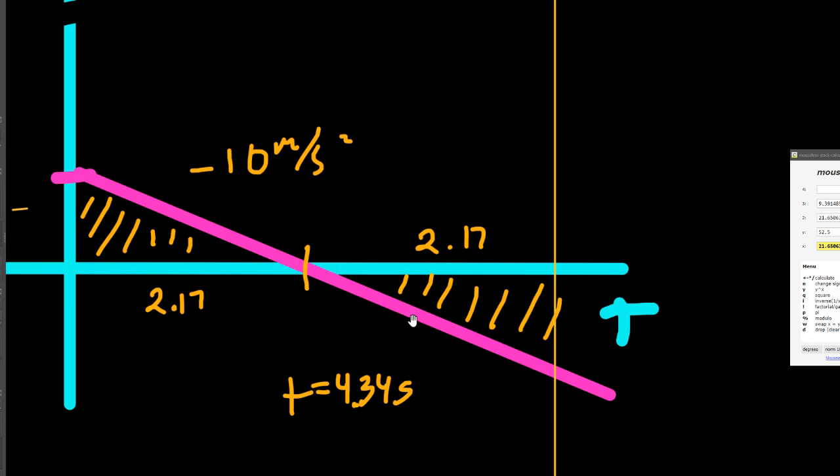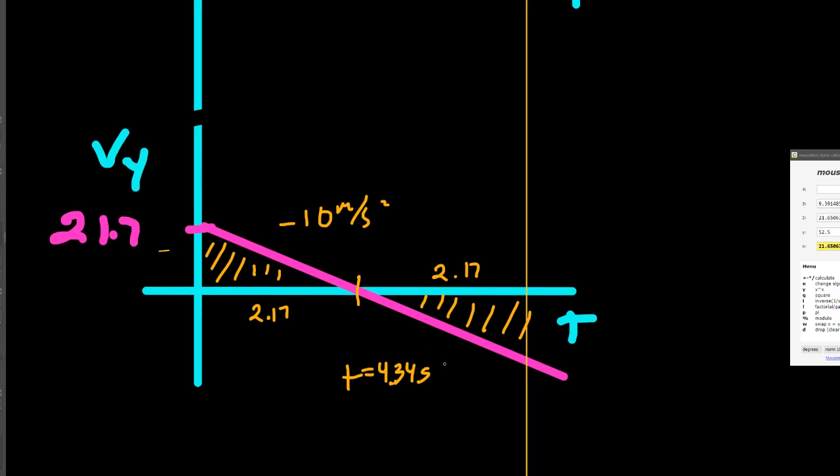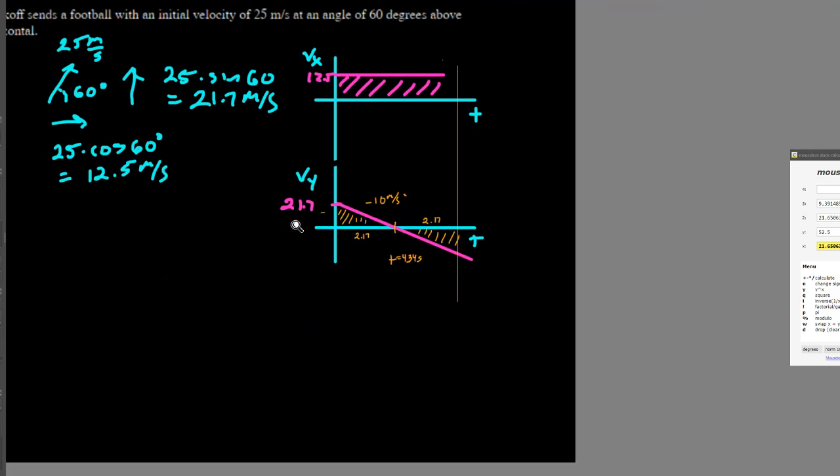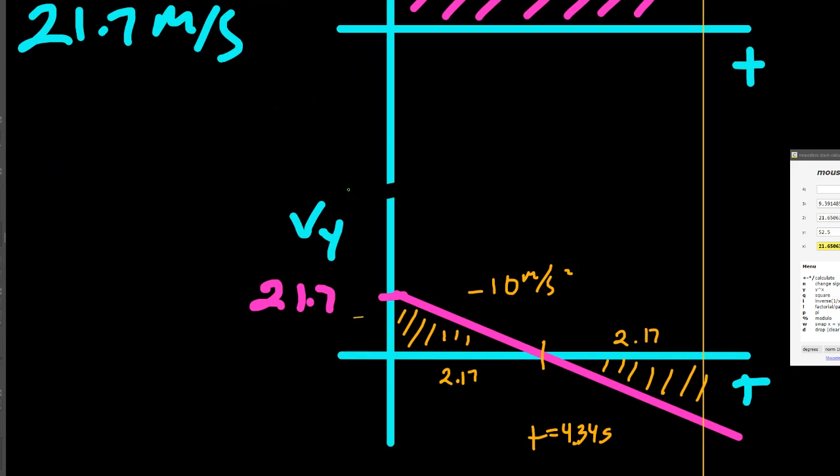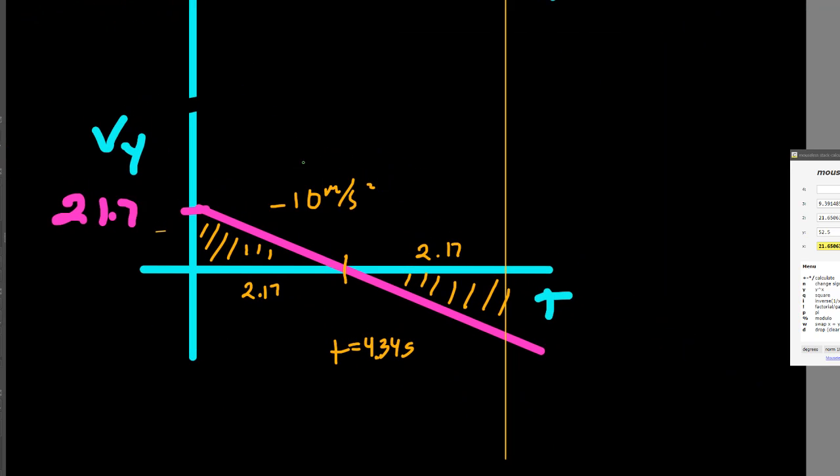That doesn't quite... Does that match what I got last time? I don't remember. We're running with it. Maybe I made an error somewhere. If I did, sorry about that. Yeah, maybe I rounded it differently last time. But I ended up getting 4.34 seconds.